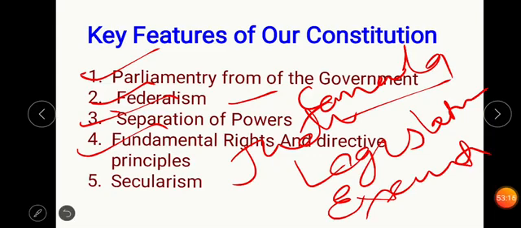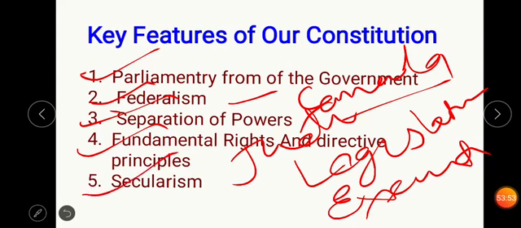This principle also provides equal opportunities and facilities to all in order to eliminate inequalities in status and inequalities in income. Then raising the standard of living of the people is also there, and upholding international peace and security is also mentioned there in the DPSP.